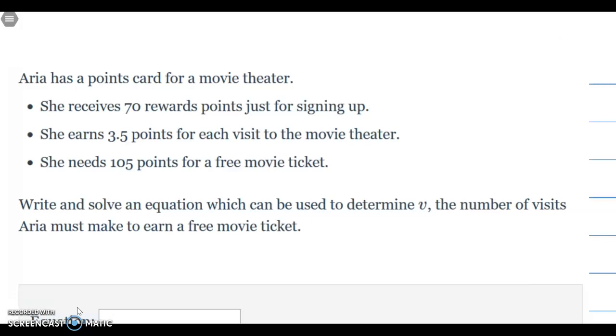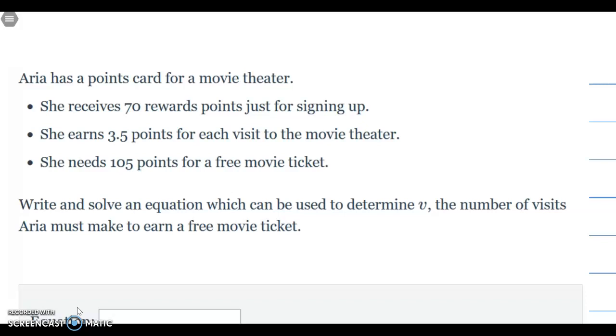All right, Aria has a points card for the movie theater. She received 70 reward points just for signing up. She earns 3.5 points for each visit to the movie theater, and she needs 105 points for a free movie ticket. They want to write and solve the equation, which could be used to determine V, the number of visits Aria makes to earn a free movie ticket. So it's a lot of information there, but the tape diagram can help us break it down. Okay, so we could take it step by step.